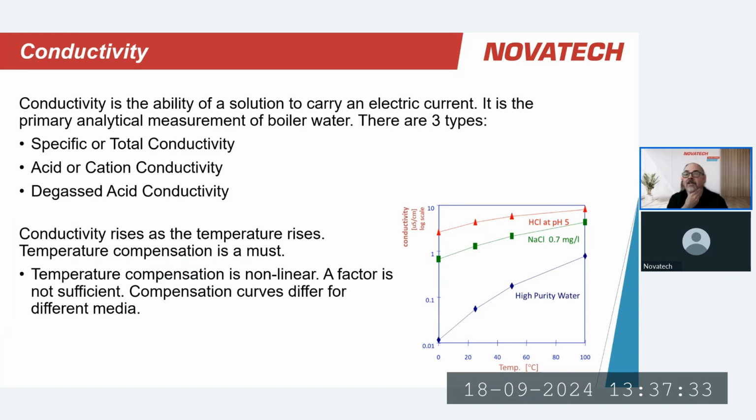The other thing to see is that depending on what the contaminant is in the water, the conductivity curves or compensation curves differ as well. So understanding what we're looking for is useful in these types of applications as well.